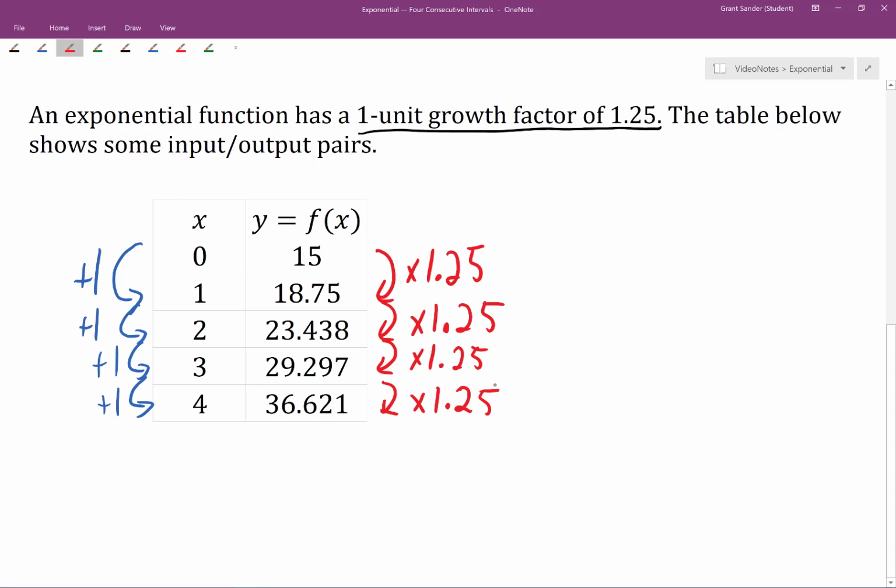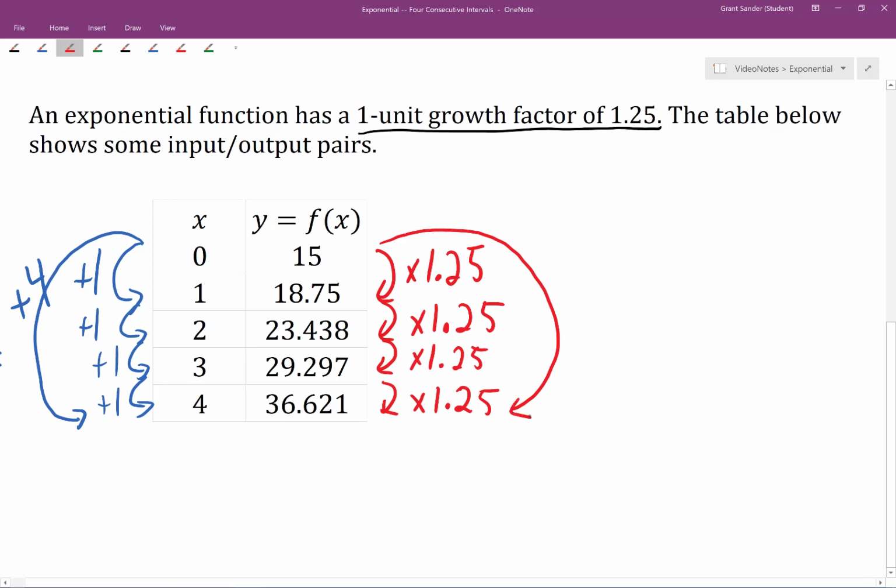So what if, instead of thinking about x changing by 1 four separate times, we just thought about x changing by 4? So we imagine x starting at 0, increasing to 4, a change of 4 units. Well, in that case, we should have the same result as changing by 1 four separate times. So y should become 1.25 times as large 4 consecutive times.